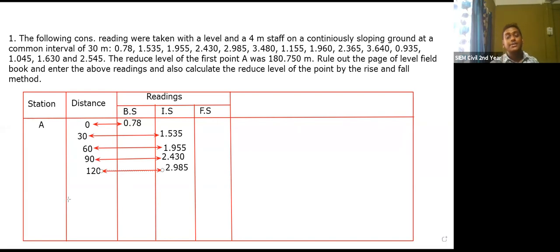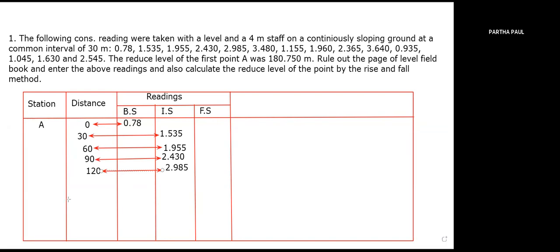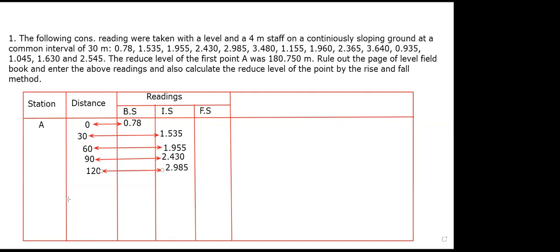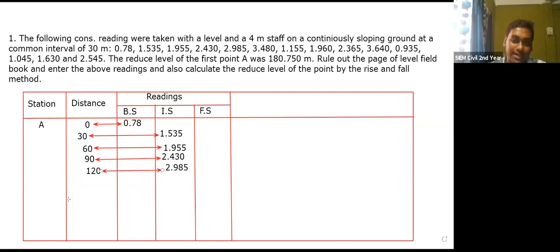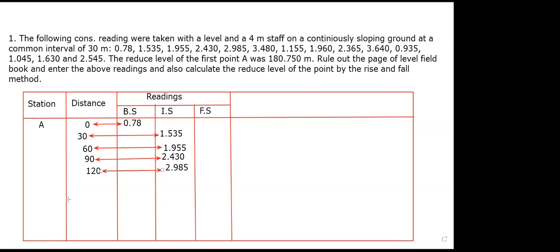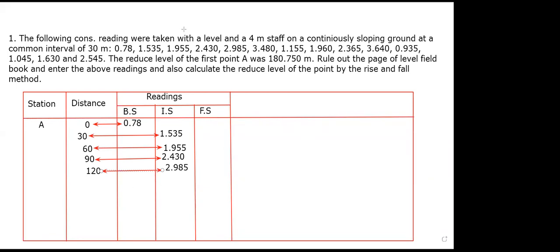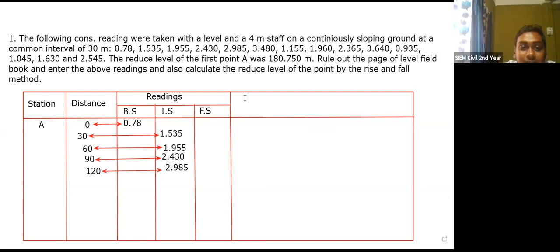Okay. Next is 3.480, at 150 meter distance. Sorry, 3.480 is FS. Why is 3.480 FS? Because after 3.480, another fall is here, that means 1.155. So the value 3.480 is the FS value.